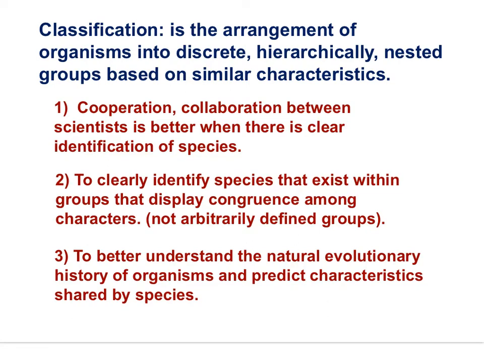The value of classifying species has 3 points. Classification has value in cooperation. Collaboration between scientists is better when there is clear identification of species. Classification has value so that we can clearly identify species that exist within groups that display congruence among characters. And classification has value to better understand the natural evolutionary history of organisms and predict characteristics that are shared by species.